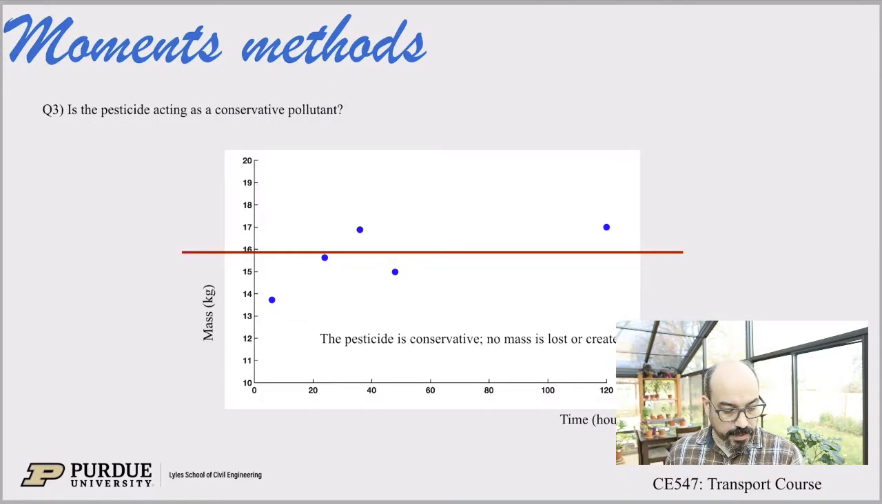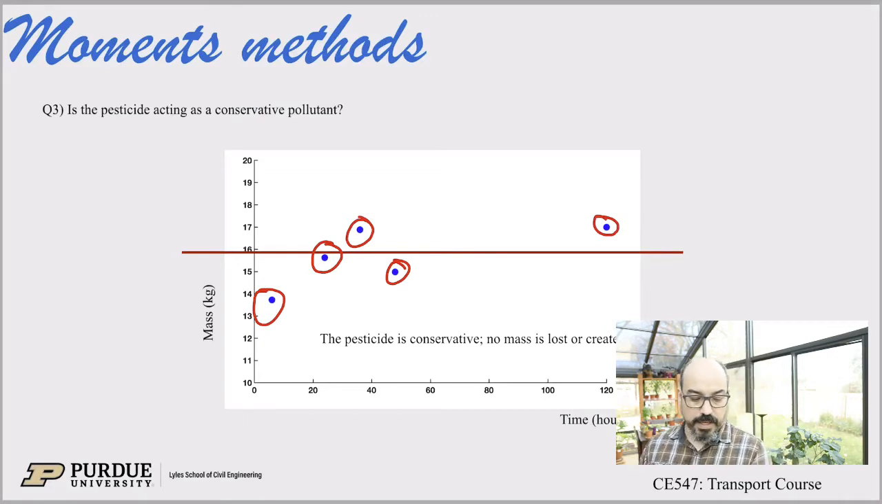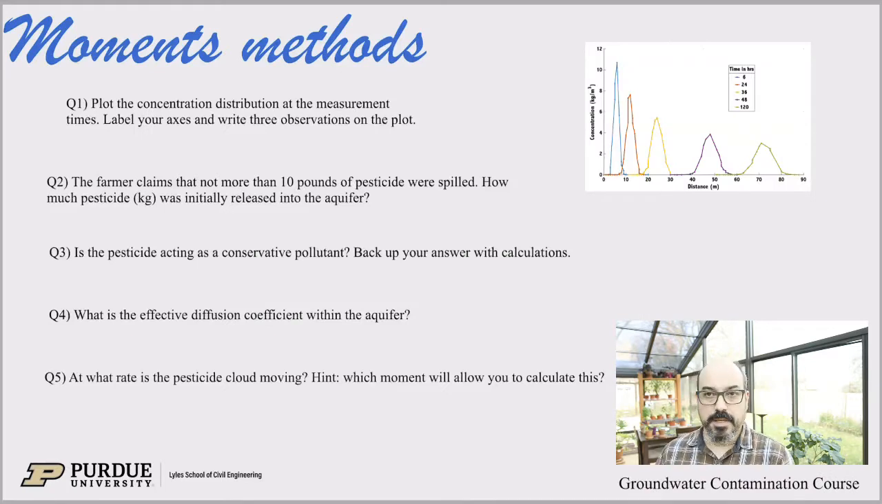Okay, next question, is this a reactive or conservative pollution? So I already mentioned just by eyeballing that it doesn't seem that the area under the curve decreases much, but now we're calculating it. This is literally what the mass is, the area under the curve. And you can see there's quite a bit of variability, but at the end of the day, it doesn't seem to disappear very much, right? It seems like the mass is somewhat constant. So it's a conservative. It doesn't seem that there's much reaction with this chemical.